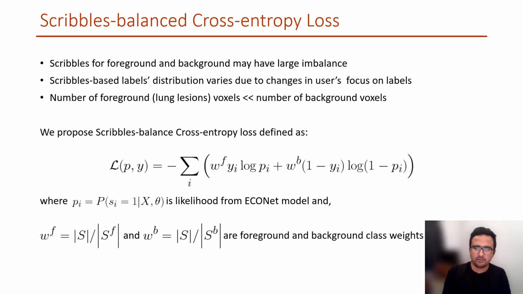The user interactions in the form of scribbles may suffer from large imbalance. In addition, this imbalance distribution may vary depending on the number of interactions and the focus of the user onto multiple labels during the course of interaction. Also, from prior knowledge, we know that lung lesions may only occupy a small subset of the whole volume in CT image. To address this imbalance problem, we propose Scribble-based cross-entropy loss, which is a cross-entropy loss with weights coming from the frequency of each class label in the scribbles.